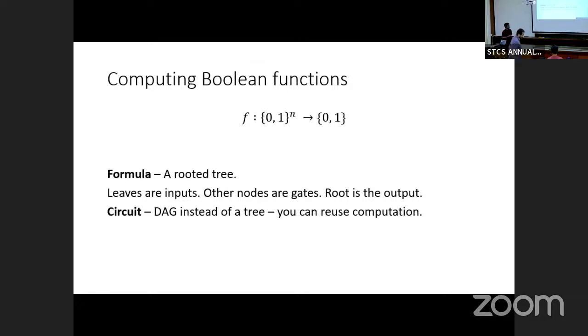A circuit is similar to a formula, except that it's not a tree, it's a DAG. So you can reuse some computation, so it's possibly less wasteful. One that's slightly different is a decision tree. In a decision tree you query one variable at a time and you keep branching, and once you are able to deduce the value of the function, you say whatever it is. All of these essentially tell us information about how simple or not simple the function itself is. There are various parameters that we'll be interested in. For formulas and circuits, we're interested in the size and also the depth. And for decision trees, we're interested in just the depth.